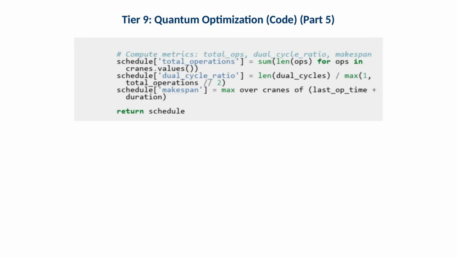This section describes decoding the best bit string into a schedule and computing metrics like dual cycle ratio and makespan. Operationally, decoding must preserve the interpretation of decisions. If decoding is inconsistent, comparisons to classical heuristics become misleading.